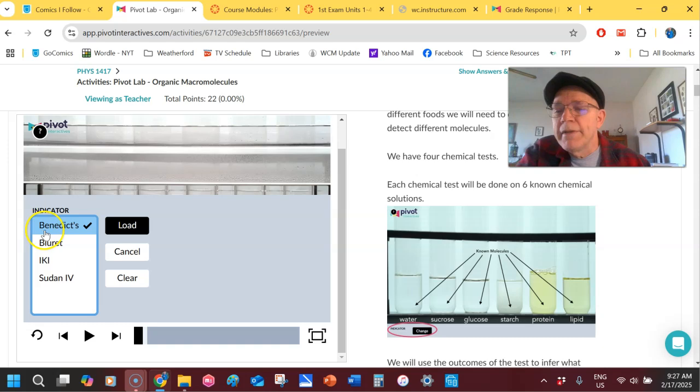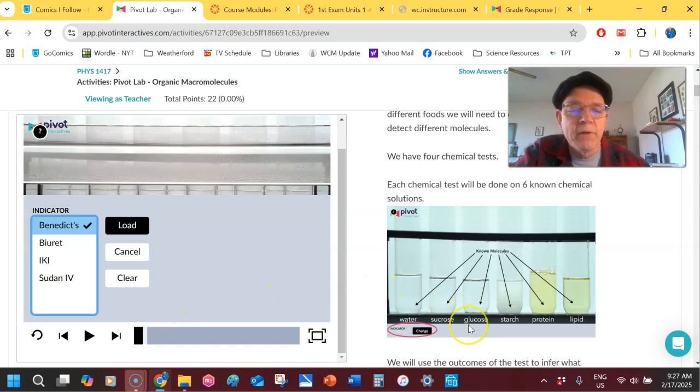All right. So, real quickly, there are 4 different chemical tests. They're called Benedict's, Biuret, IKI, which is really iodine dash potassium iodide, and there's Sudan 4 or IV, but IV is Roman numeral, so it's Sudan 4 test. Okay, and they are done for different micronutrients.